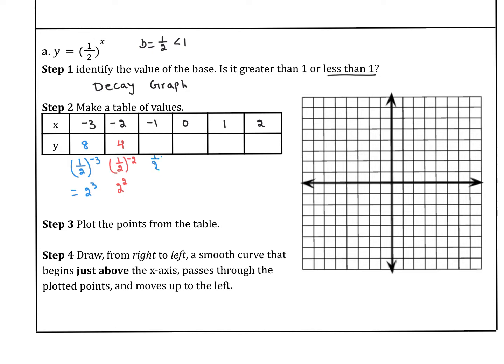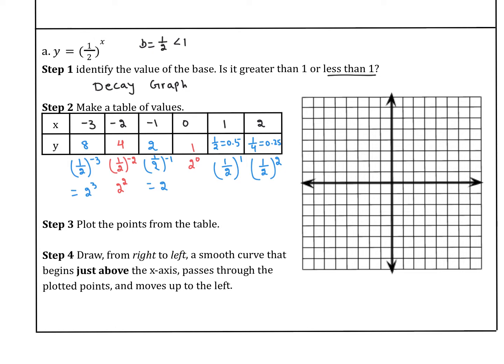1 over 2 to the power -1 is just 2. 1 over 2 to the power 0 is 1. 1 over 2 to the power 1 means 1 over 2, that is 0.5. 1 over 2 to the power 2 means 1 over 4, that's a quarter, or 0.25. You're going to plot all these points.